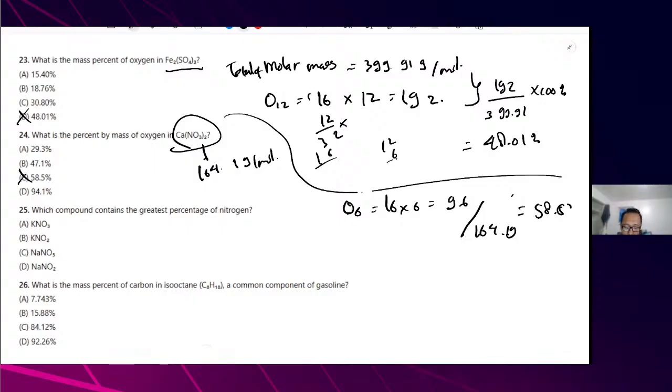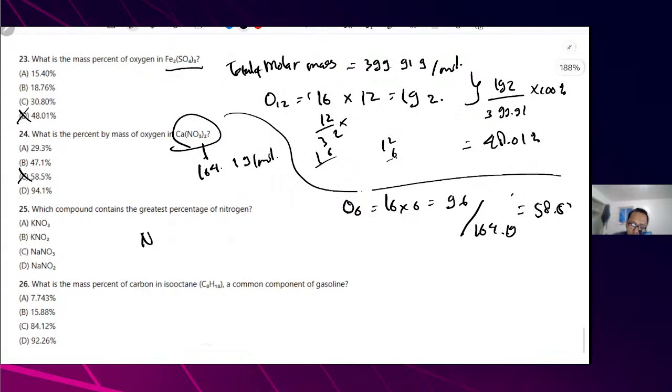So regarding this option, guys, we know that all of the n is just one. So like the previous one, we need to take a look at which one has the lowest molar mass. Which one has the lowest molar mass? Let's calculate one by one.